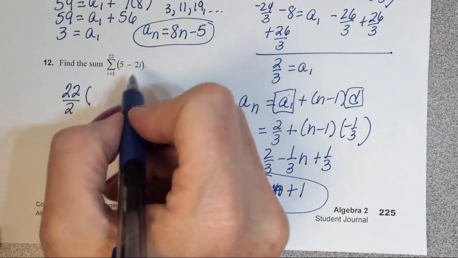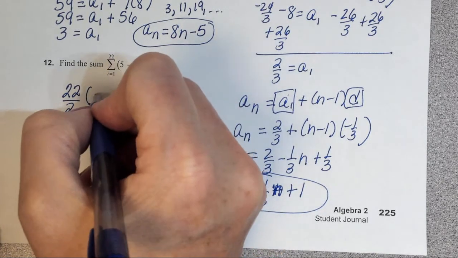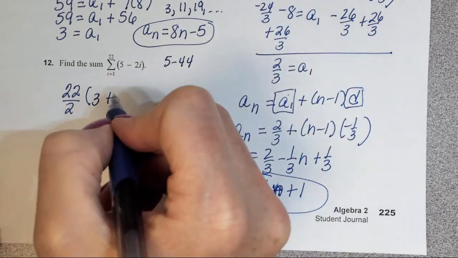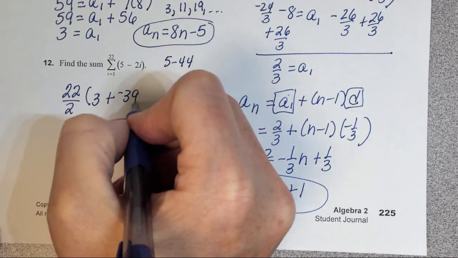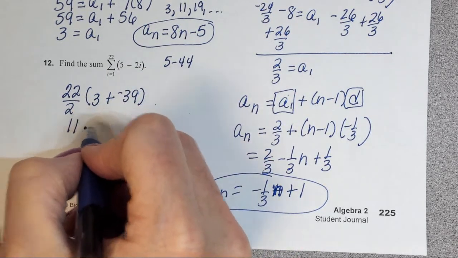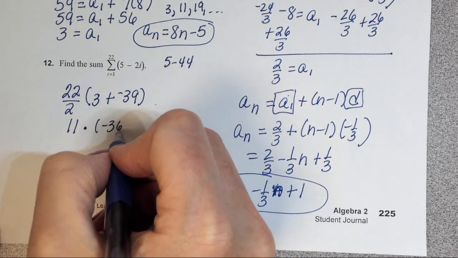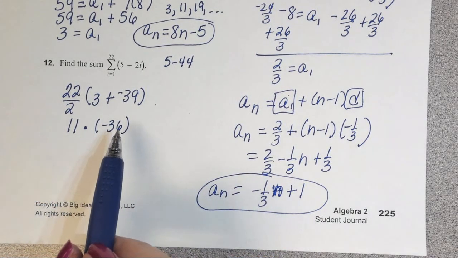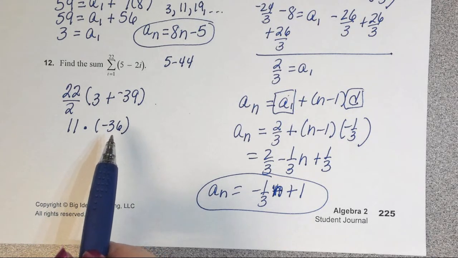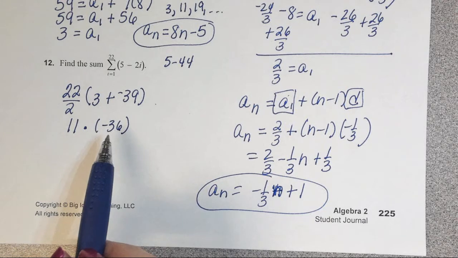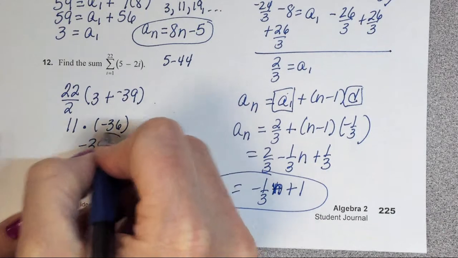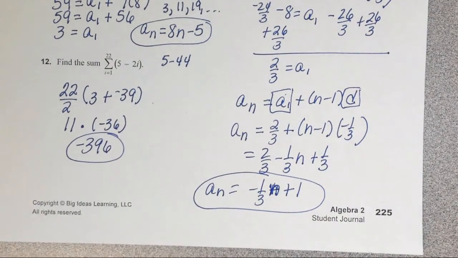So I plug in 1 to get the first number. 5 minus 2 is 3. Now plug in 22. 5 minus 44 is negative 39. So I just have to do 11 times negative 36. And I still have to use a calculator. I don't really have to. 10 times negative 36 is going to be 360, and then I'd have another 36. 396. Okay, so it's negative 396. All right? Okay, good stuff there.